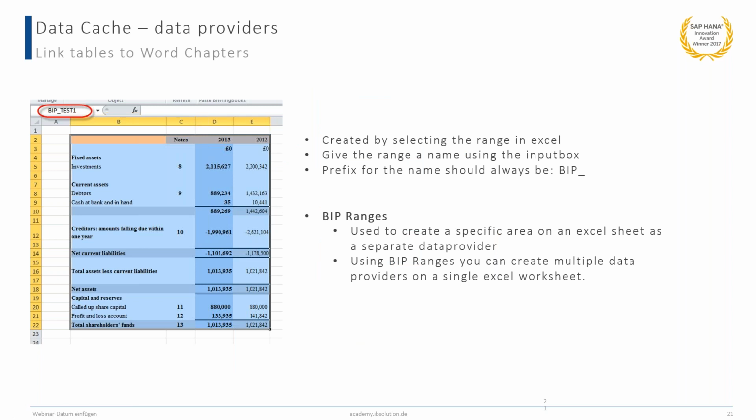We highlight it and we create a name range, and this is how we establish a data provider for our Word report. We call this in the disclosure management world a BIP range. It's best practice as a naming convention to use that. It works as a standard way, the same way as name ranges work in Excel. But you need to do that to be able to pull this table over into your Word report.